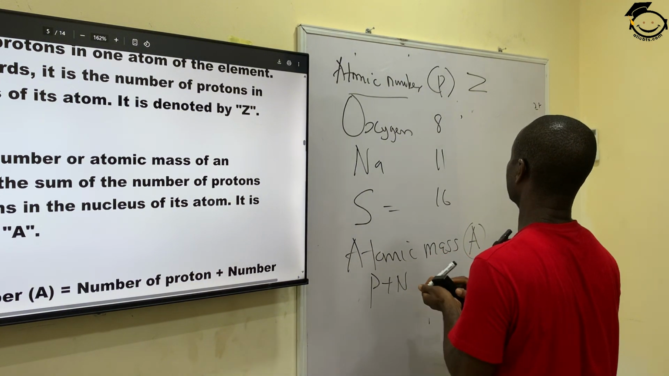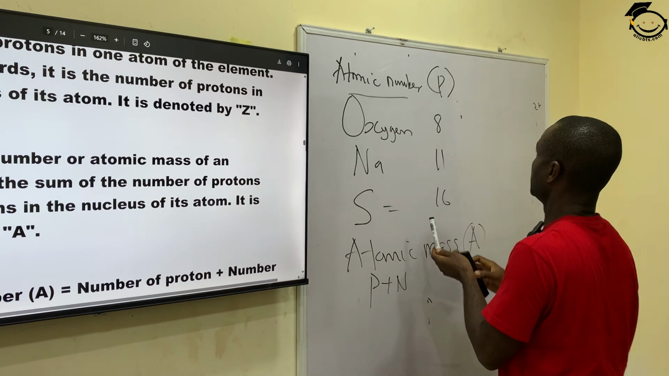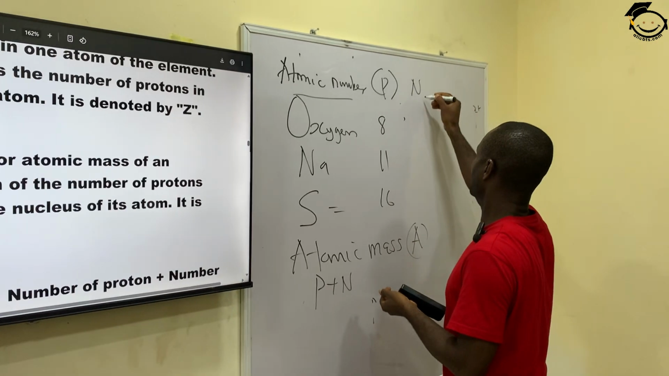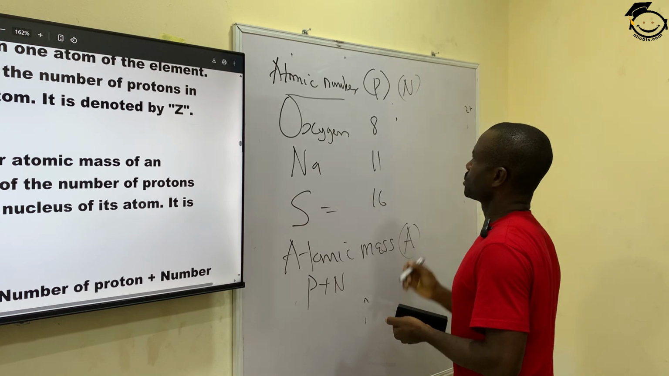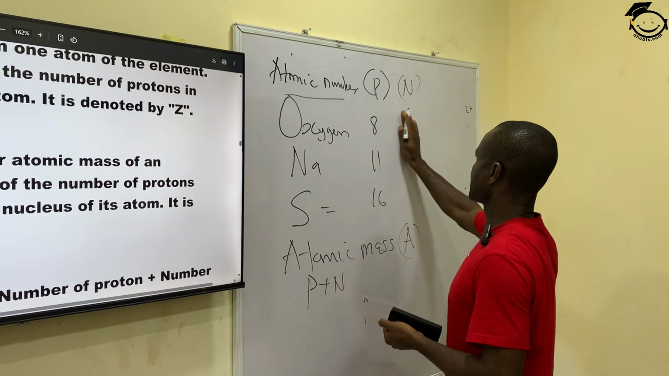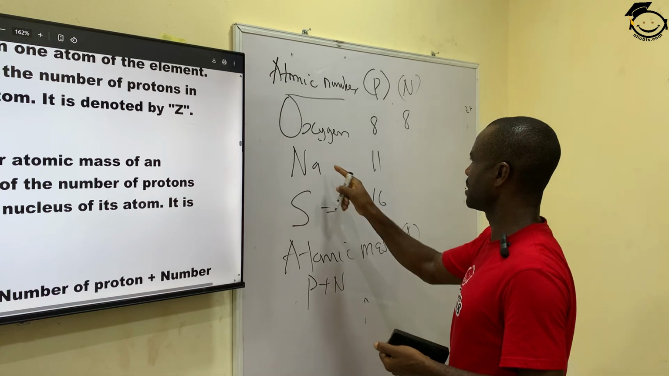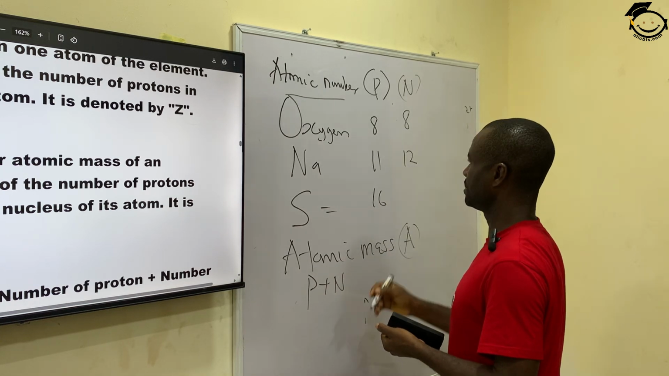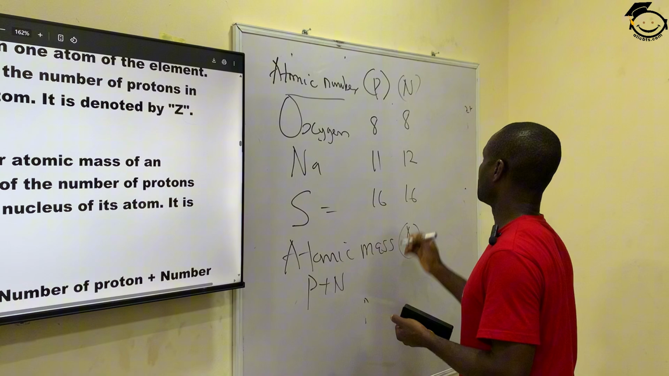Okay, let's make it above. Now we can see, this is the proton number. This is the neutron number. So for oxygen, it has 8 as the neutron number. Sodium has 12 as the neutron number. Sulfur has 16 as the neutron number.